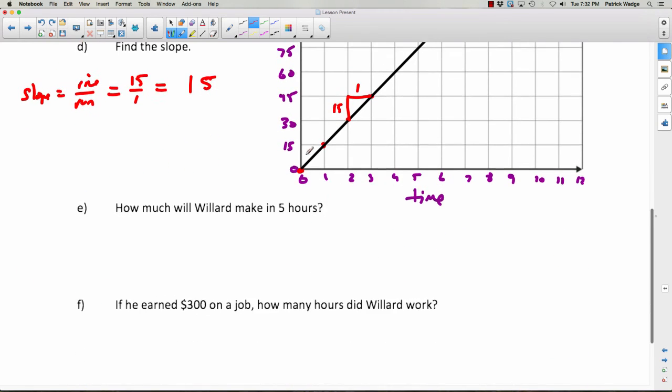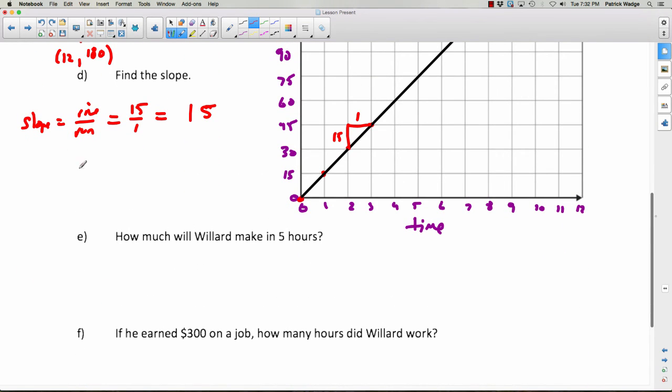I should have a question here. What's the rate of change? And the rate of change is $15 per hour. This is your rate of change. And we knew that right in the start, but what the heck? We'll put that down to make it extra clear.